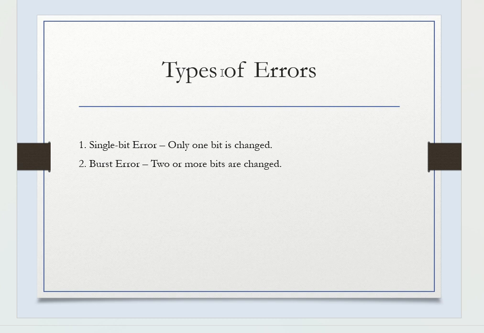Burst error: two or more bits are changed. Two or more bits in the data unit are changed. The errors can occur in a sequence or be scattered across a small block. Causes of burst errors are often crosstalk, interference, or hardware faults. Detection is more complex and requires advanced error detection techniques like CRC.